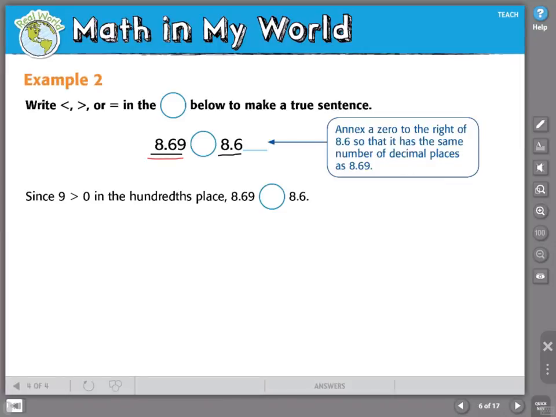One way to make sure you are comparing decimals fairly is to annex this 0 in open spaces so that you're comparing the same amount of digits. When I turned 8 6/10 into 8 60/100, I did not change its value. This is an equivalent decimal. But now it's easier for me to compare, and I see that 8 69/100 is greater than 8 6/10.